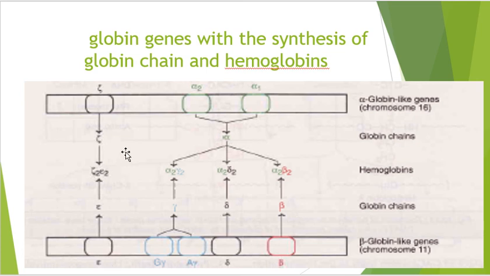So zeta 2 and epsilon 2 are involved in embryonic hemoglobin formation. Gamma 2 and alpha 2 are involved in the formation of fetal hemoglobin, and alpha 2 and delta 2 are involved in the minor hemoglobin formation, hemoglobin A2, while alpha 2 and beta 2 are involved in the major adult hemoglobin, that is hemoglobin A.